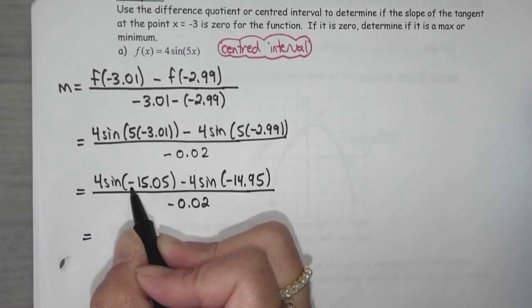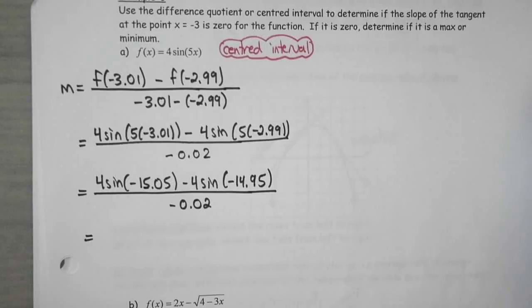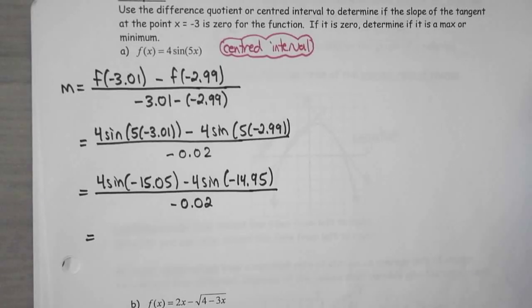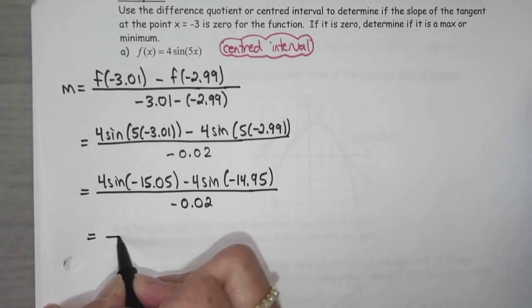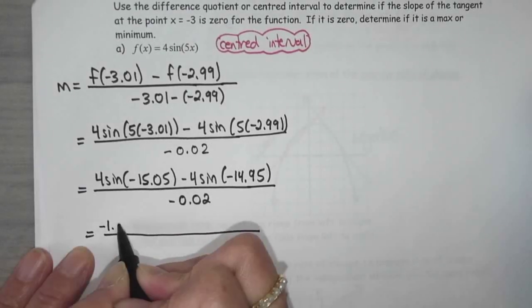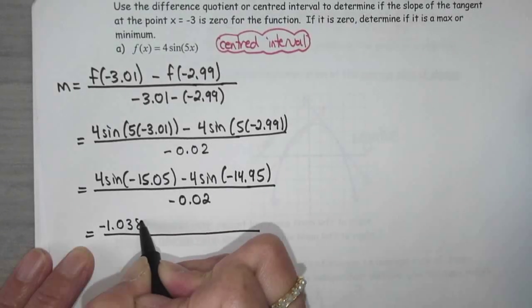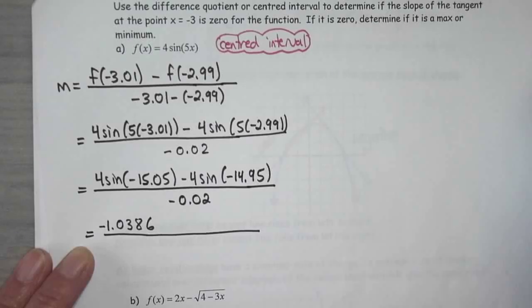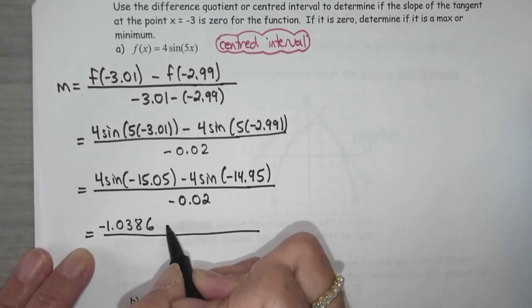And then you get your two values here. So when I got this first one, 4 sine -15.05, I got negative, and then we weren't sure what decimal, so let's do 4. Okay, so -1.038. Let's do 4. So I think that worked. We were testing it out.